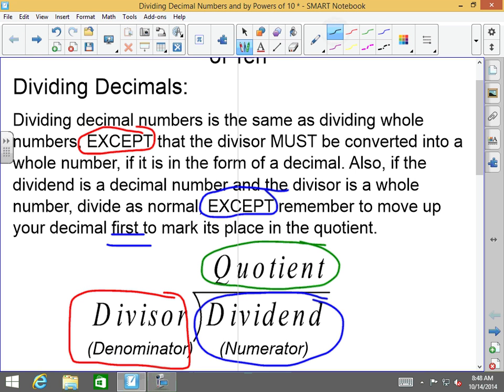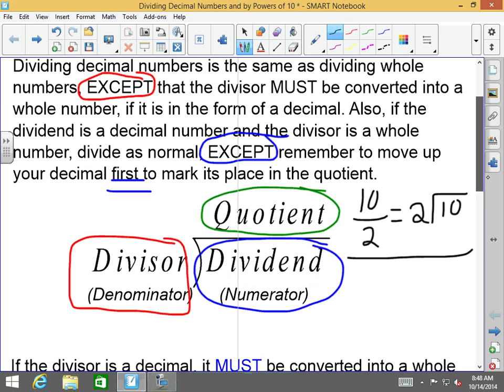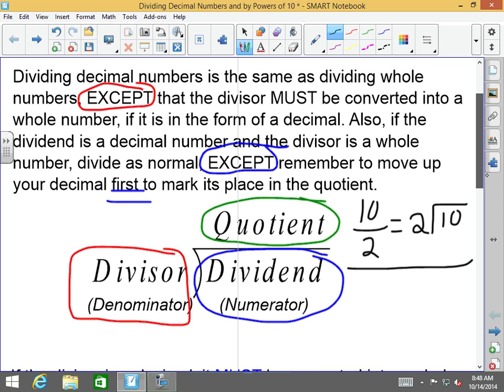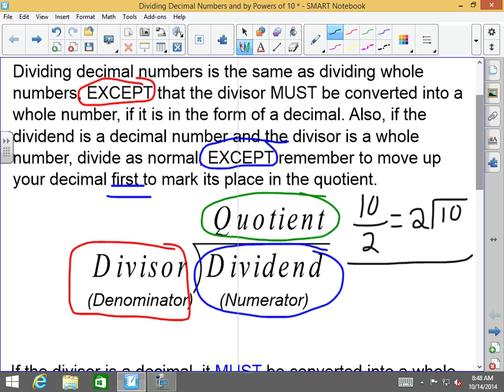In case you forget or don't understand what this means, let's say I have 10 over 2. The 2 is the denominator. That's my divisor. It goes on the outside. The 10 is my dividend. It's the numerator, so it goes on the inside. And it doesn't matter who's larger or smaller. I know that a lot of times in elementary and middle school they say the large number always goes on the inside first. That is false.